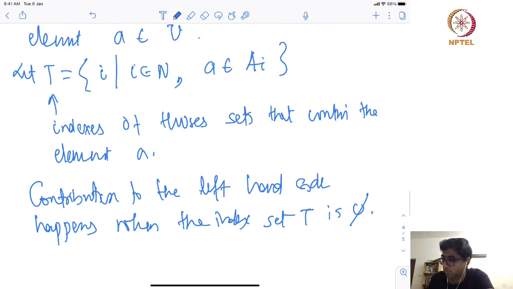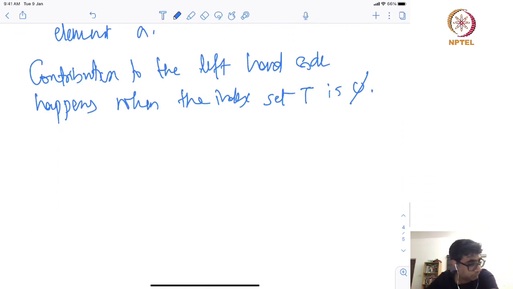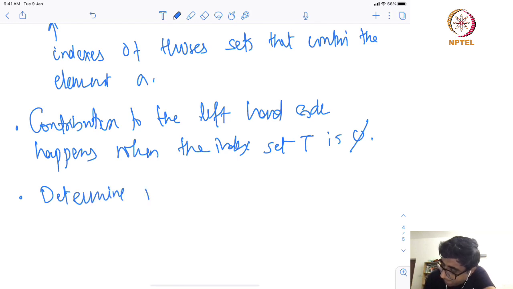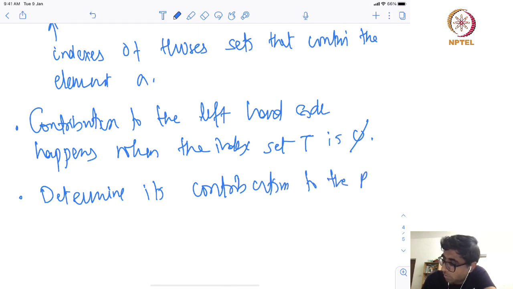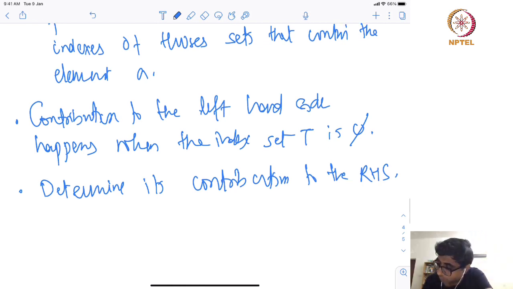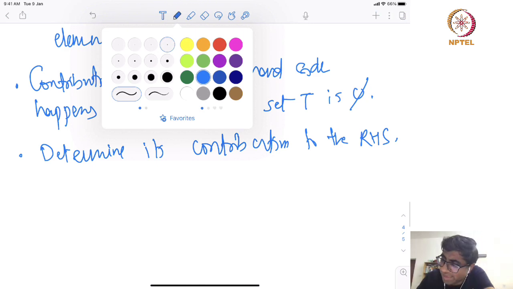Is empty. Okay, fine. Now, let us try to determine its contribution to the right hand side. Let us try to count its contribution on the right. So, where does A belong to?